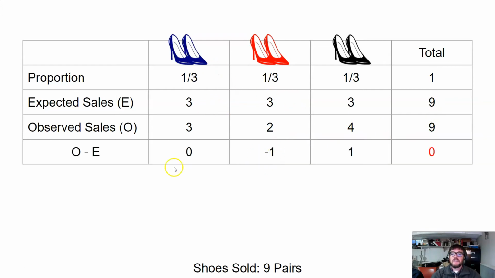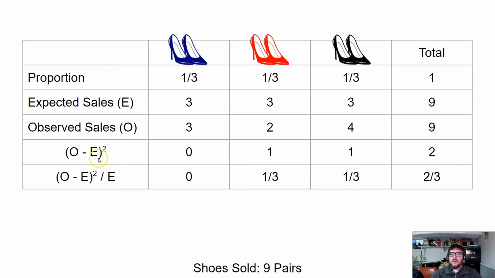So if we were just looking at the observed minus the expected, this one is meeting our expectations. This one's a little light, and this one's a little extra, and those cancel each other out. These, by definition, always have to sum to 0. So that's not going to help us do our computations because summing to 0 is not useful. But if we square them, then the negatives go away, and we can add things up, and we're guaranteed to get some kind of positive number. And so our total here is 2. That's why it's called chi-squared, because it's the squared distance, sort of.